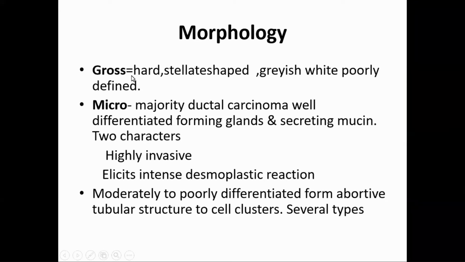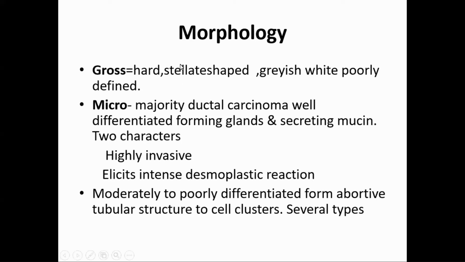Now, morphology. Grossly, the cancer is hard to feel. It is stellate shaped, meaning in the center there is a focus and then it radiates from there in a radial fashion, that is called stellate shaped, grayish white, and poorly defined.